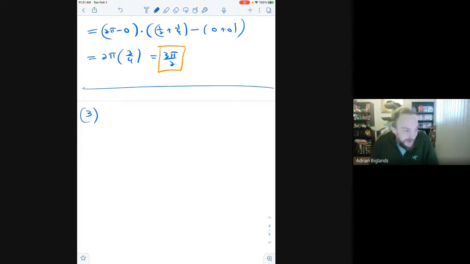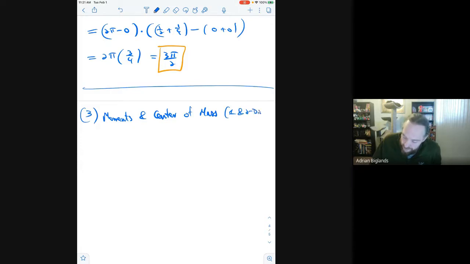Our third application, application 3, is going to be moments and center of mass in 2 dimensions, and then we'll do it in 3 dimensions and we'll get triple integrals. I'll describe the one-dimensional scenario just to remind us what we mean by center of mass, etc. And then I will do this for the center of mass of lamina or planar regions, just like we did for the mass and density.